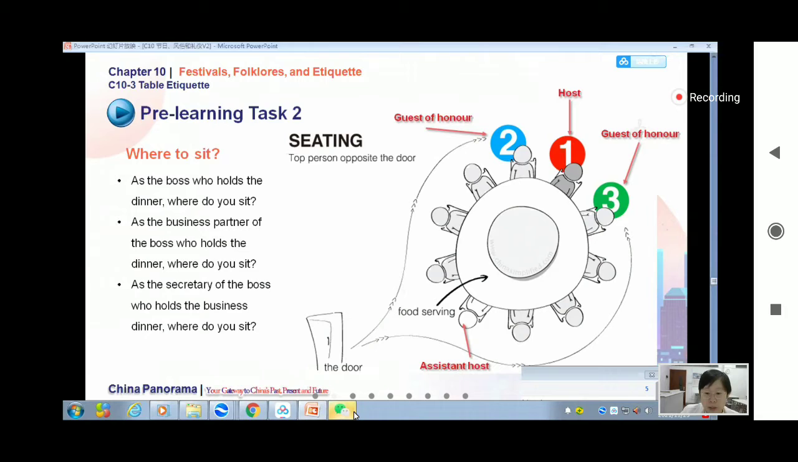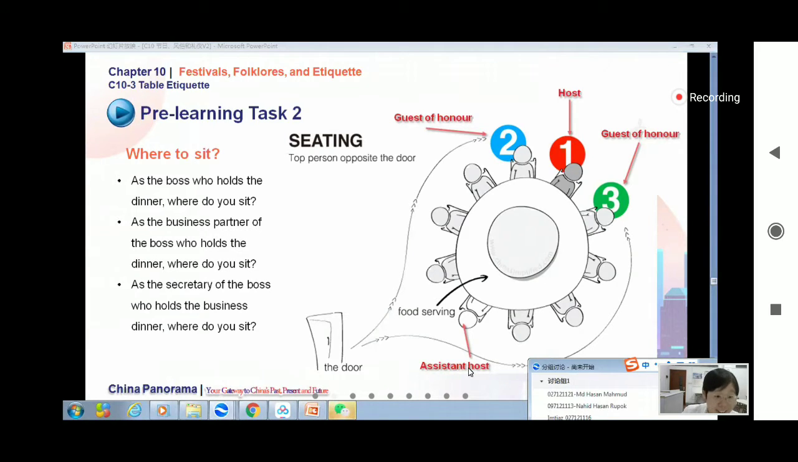And the secretary or the assistant host. Because you are the assistant of the boss, right? You need to pay the bill, and you need to communicate with the waitress or the waiters about when to serve the dinner and when to serve the beverage. So you sit here and communicate with the waitress or the waiters. So that is the seating.